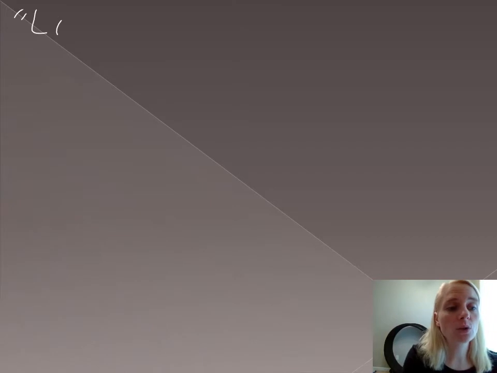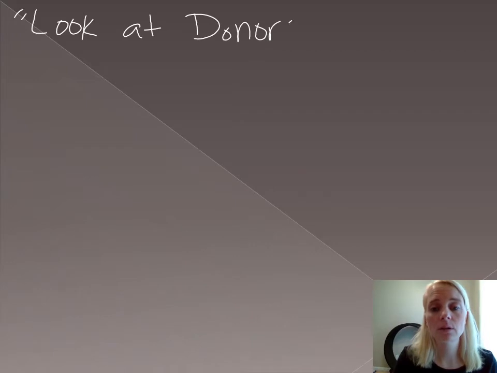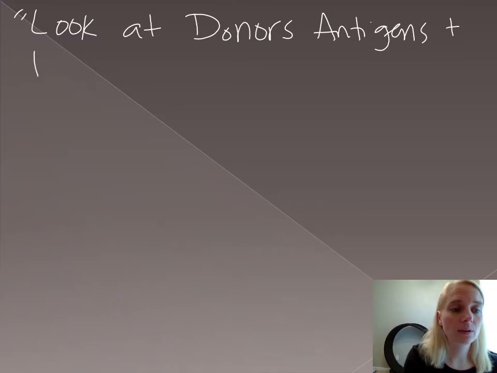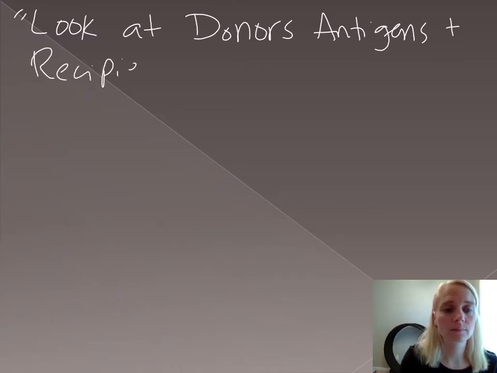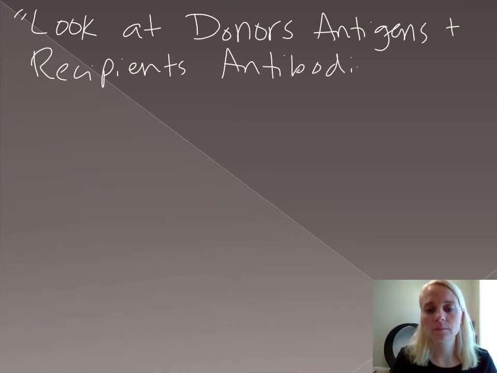So let's do some practice problems, and I do encourage you to come up with your own practice problems to work through to give you the confidence that you can answer questions about blood typing. But I'm going to give you a rule that should help make it easier. I want you to always look at the donor's antigens and the recipient's antibodies. Okay, so keep that in mind.